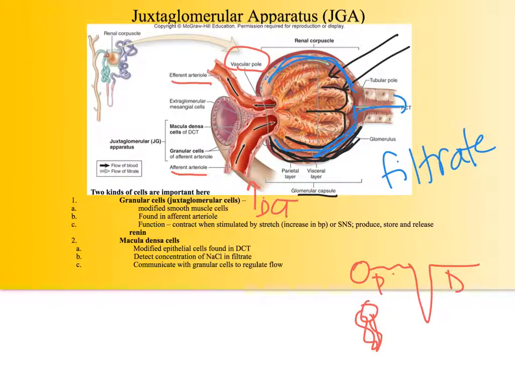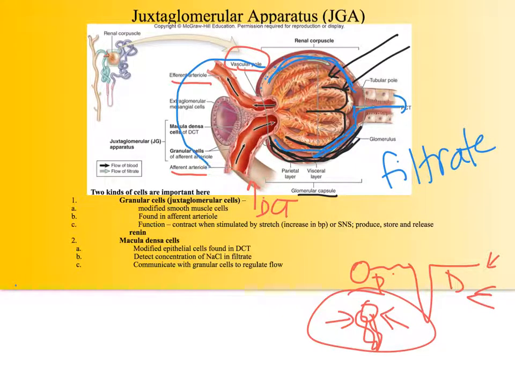So the DCT is close to these arterioles, which seems weird because on the picture we always draw it out like this. Well, we're just drawing it like this so you could see it. In the real world, it's more like this. It's not pretty. Now, this whole region here, we call the juxtaglomerular apparatus, or JGA. What it's going to do is regulate blood flow into here.